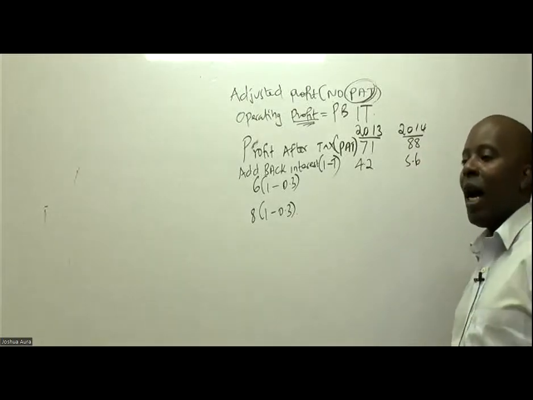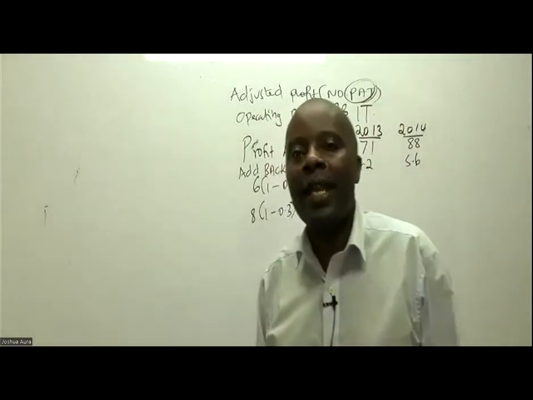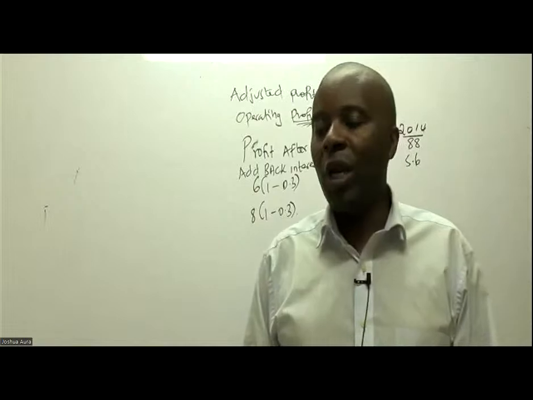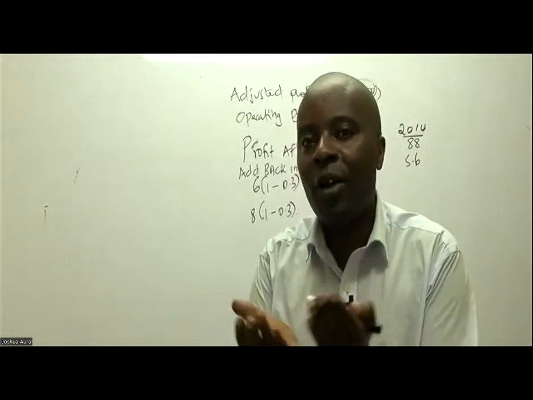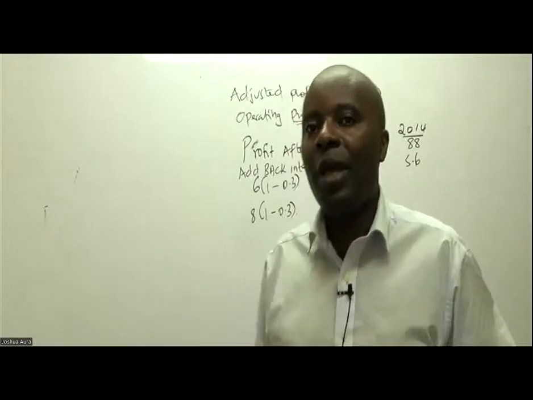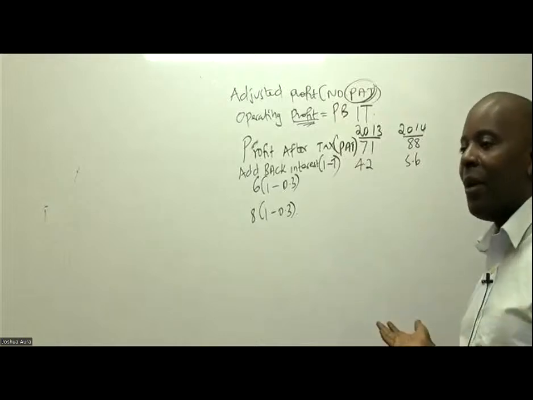We have been able to add back interest net of taxation. Is there any other thing that you think we'll need to consider for us to be able to arrive at net operating profit, which in this case is cash flow based? Is there any other thing you think is very important for us to come and add back?